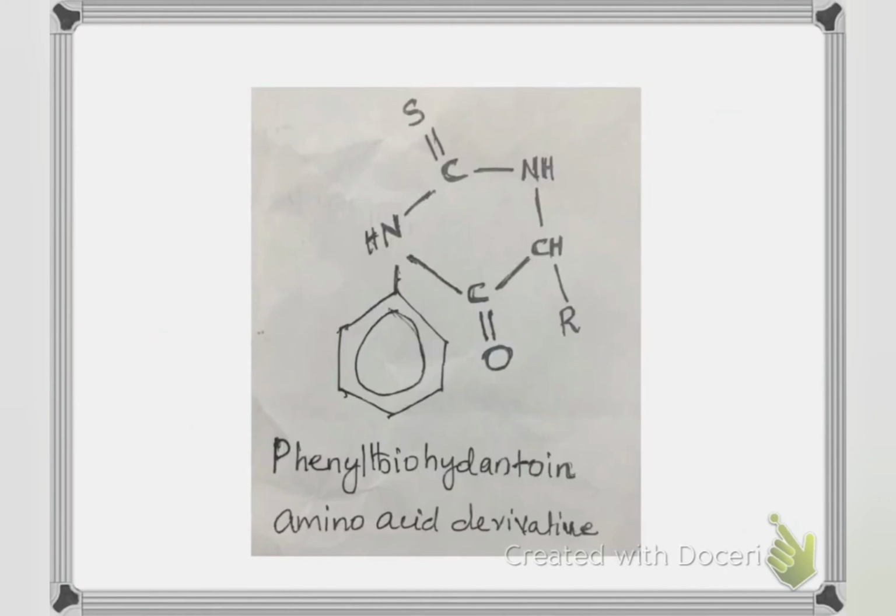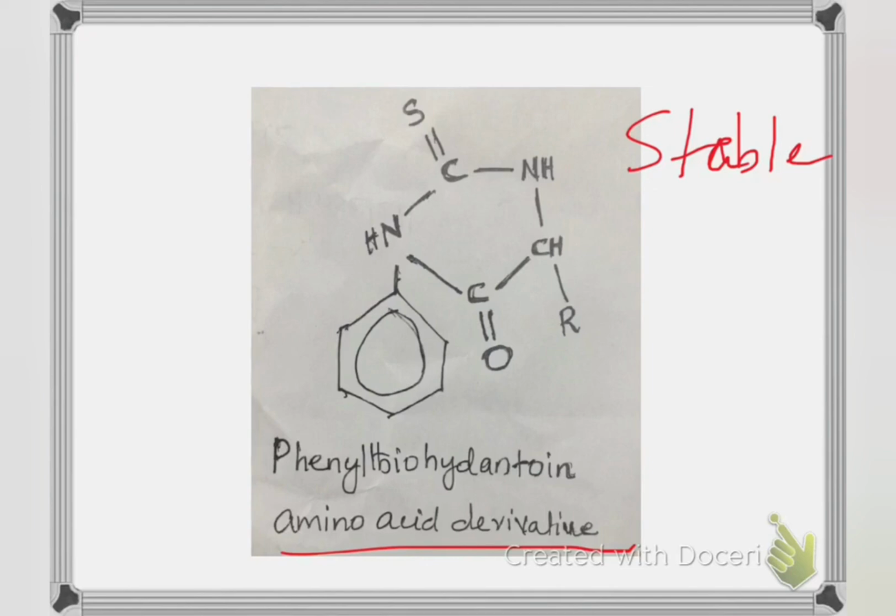This is the structure of the phenyl thiohydantoin amino acid derivative. This is the last compound formed in this reaction, and it is a stable compound. So the amino acid is easily identified by chromatography or electrophoresis.